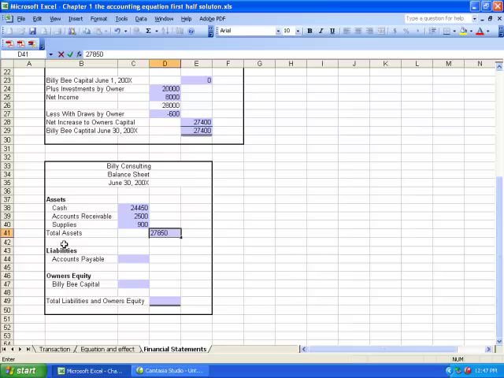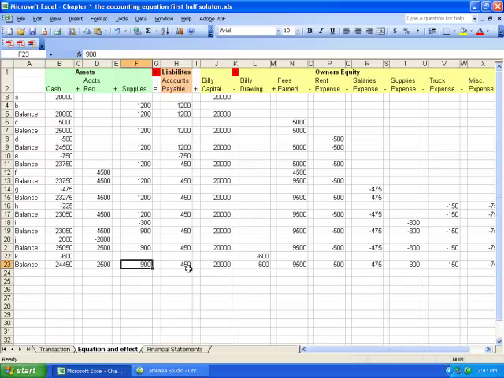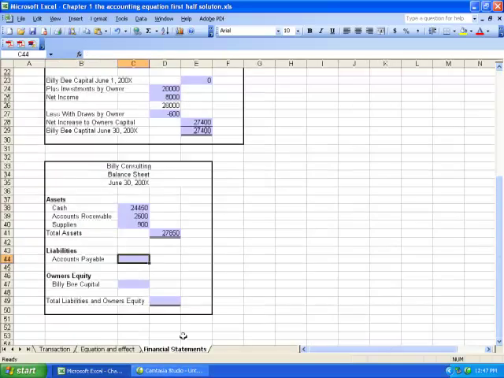The liability section includes all of our liability accounts, in our case only one, accounts payable, and we need the balance from our accounts payable from our transactions here, and we see that it is $450. So we would go over here and record $450. And finally, in our owner's equity section, our Billy B capital account, the ending balance comes from our statement of owner's equity right here, $27,400.